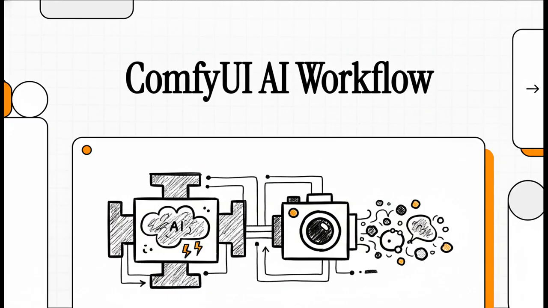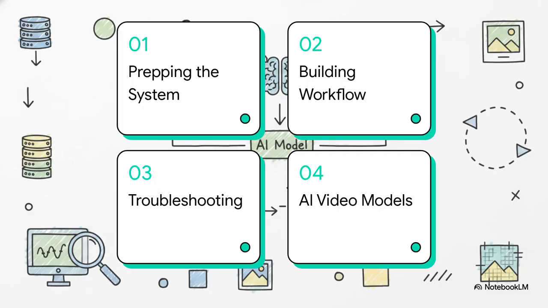We're breaking down a raw, real-time builder's journey inside ComfyUI, exploring exactly what it takes to construct a working digital machine. So, to make sense of this live session, we've broken it down into 4 quick steps. 1. Prepping the AI system. 2. Building the image workflow. 3. Troubleshooting AI fails. And 4. Up next, AI video models.